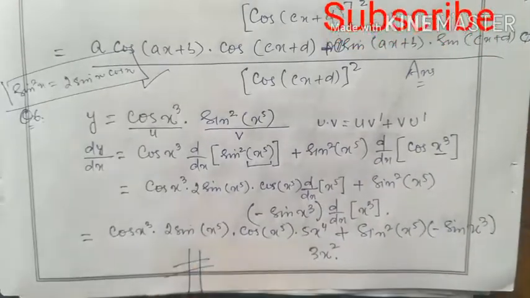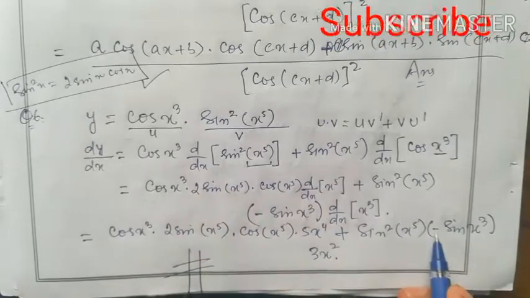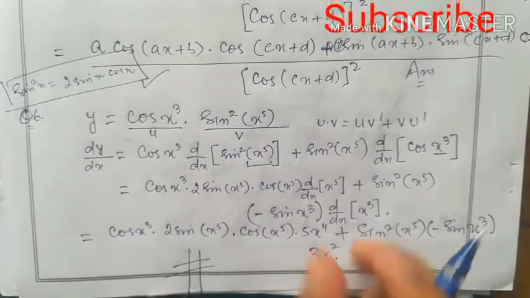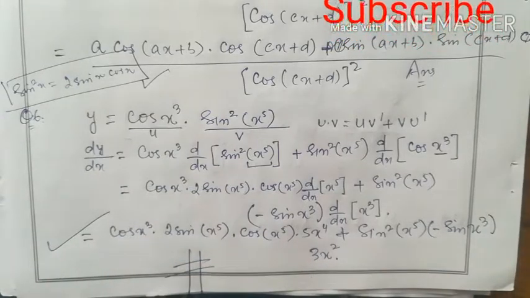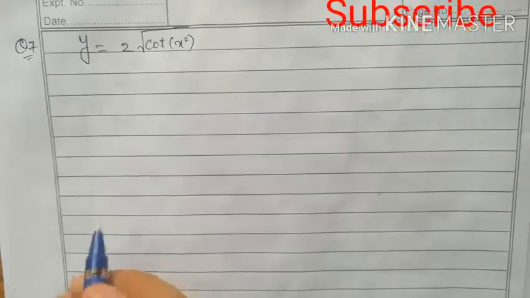You can leave it. If you want to reduce, you can multiply this minus into plus is minus, so you can reduce one step. Otherwise leave it, it is the answer. So I hope it is clear, my dear students. Next is y is equal to 2 into under root cot x square. So same process.